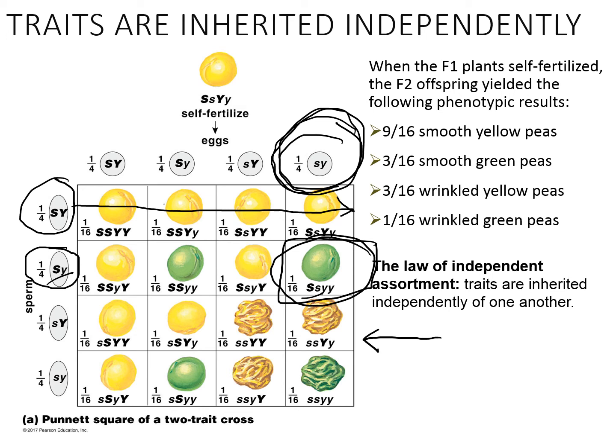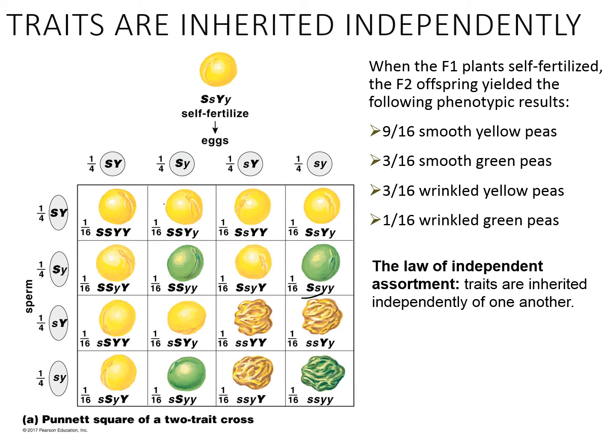Last thing, the law of independent assortment is this. Traits are inherited independently of one another. And that's why we have to have this huge Punnett square. S and Y are independent of one another. When you inherit a big S, you could inherit a big Y or a little y. They're not connected. It's not like all the dominant alleles are on one team and all the recessive alleles are on another team.